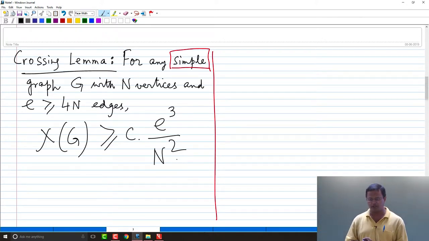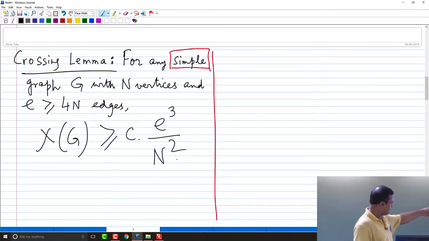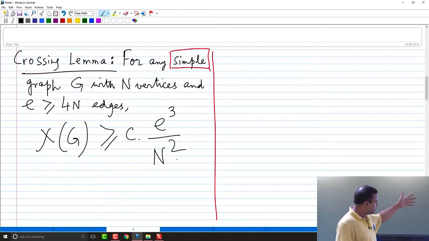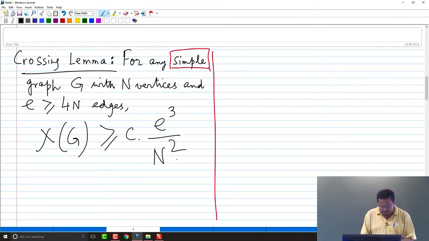Right. So, this he proved by making a probabilistic argument. Now, this is telling you that for a dense graph, E cubed would be roughly n to the 6, no? If you have at least a fraction of all possible edges. So, it is giving you a very nice bound, no? Okay. So, this was the crossing lemma, and he did it for you.